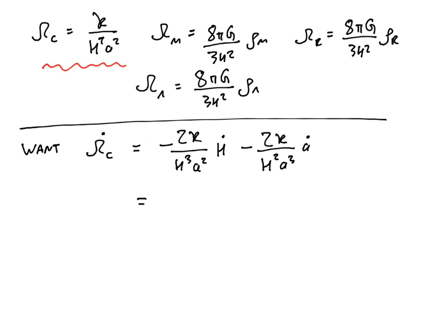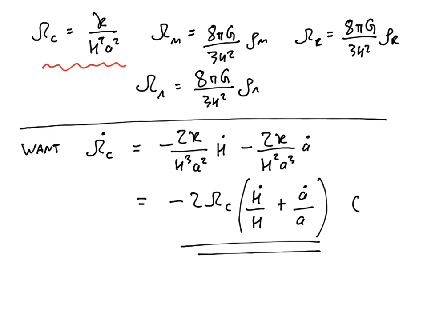Okay. Now, let me just write this in a slightly nicer way. I can suck out a factor of kappa over h squared a squared and write this whole thing as minus 2 omega c times h dot over h plus a dot over a. I'm going to call this equation here equation double star from now on.